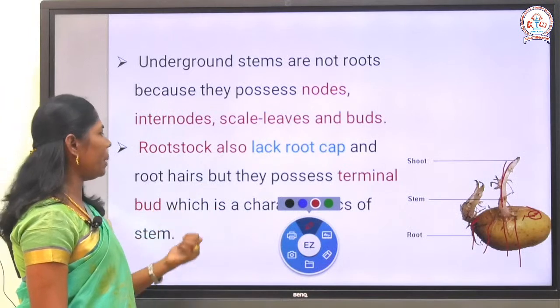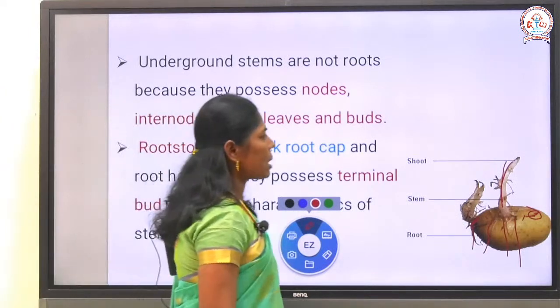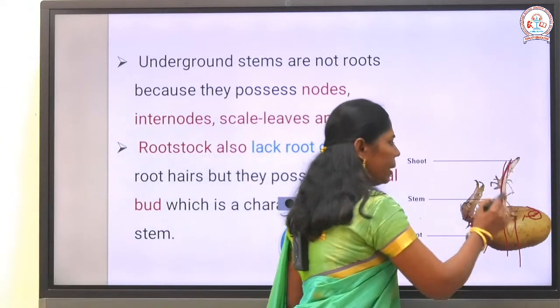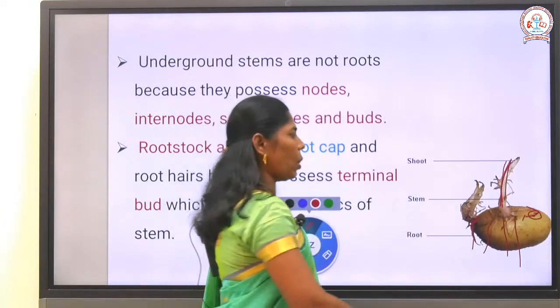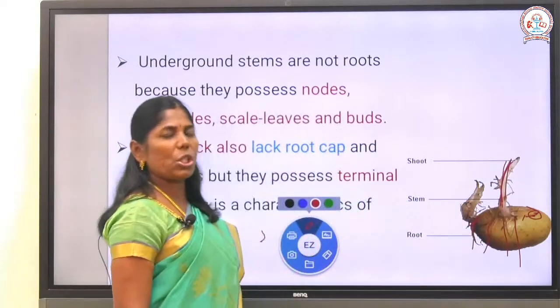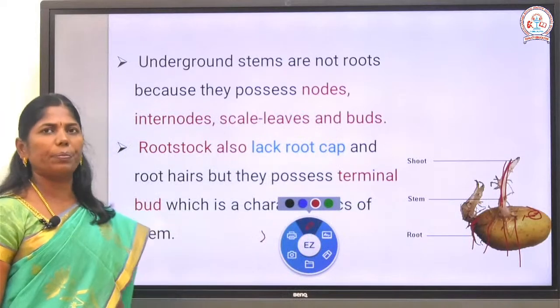They possess a terminal bud, which is a characteristic of the stem. So this is called a terminal bud. Sometimes an axillary bud also arises, as in ginger. If you look at ginger, there will be an axillary bud.